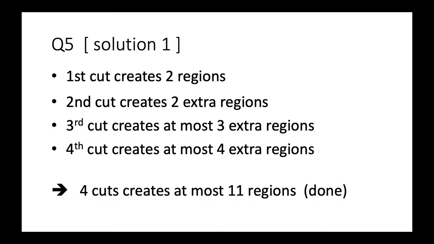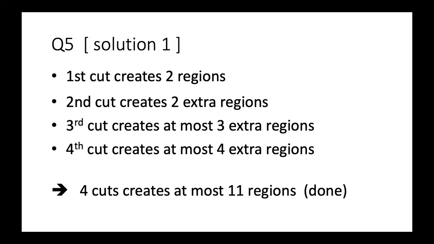Why is it at most? Because sometimes the 3 cuts will be intersecting at the same point. So in that case, we don't have 3 extra regions. But for the case where no 3 cuts are intersecting at the same point, then we should have 3 extra regions. And the fourth cut will create at most 4 extra regions.